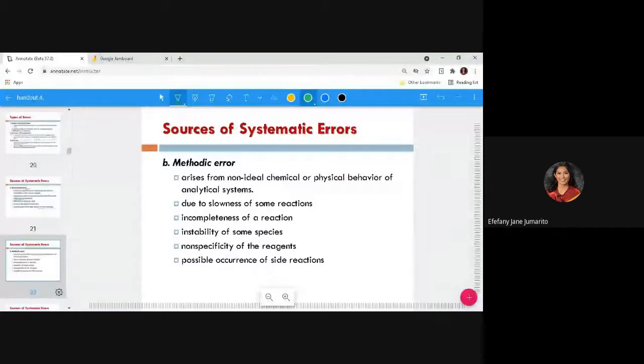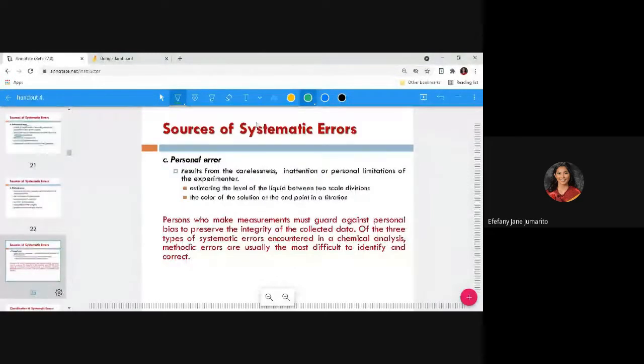And also non-specificity of our reagents. If we have that, there will be an error. So this is more on our system, not more on us. Some reactants proceed very fast, and some proceed incompletely because they are very slow. So that is methodic error. It's not ideal. You are expecting something and then you are given something else. So it's the non-ideal chemical or physical behavior of our analytical system. That's methodic error. Now we also have another, personal error.